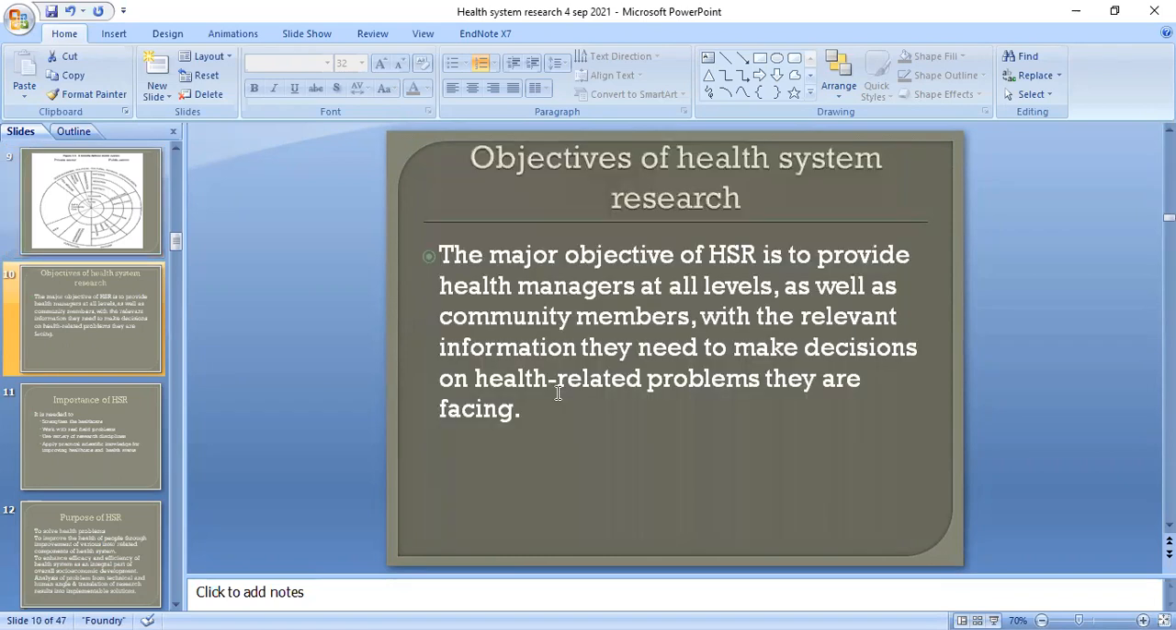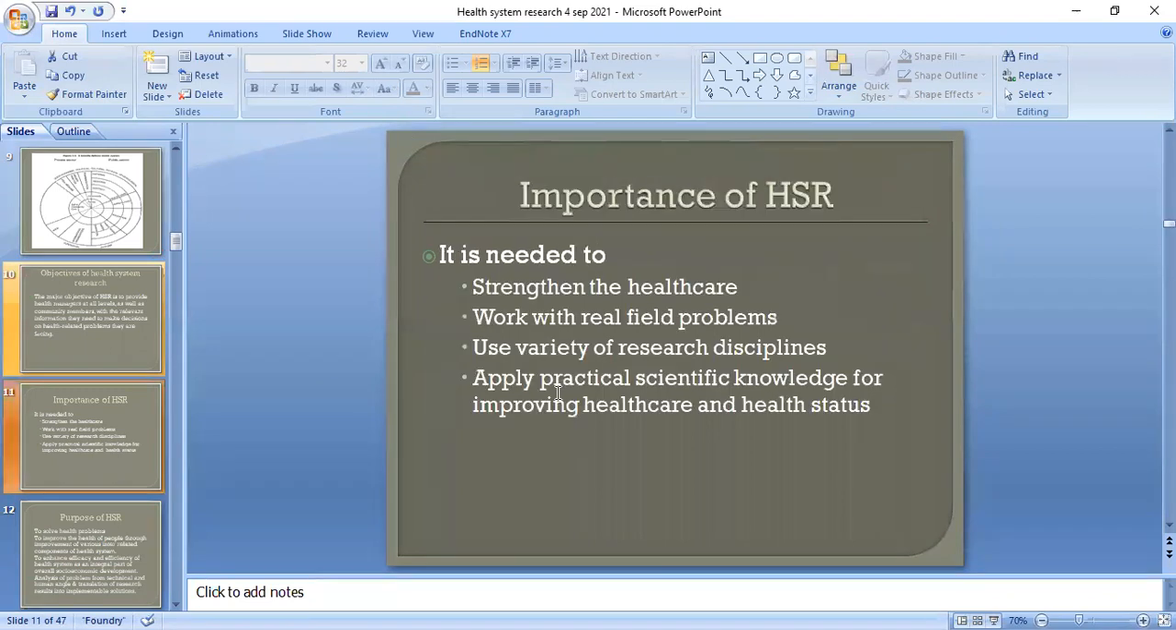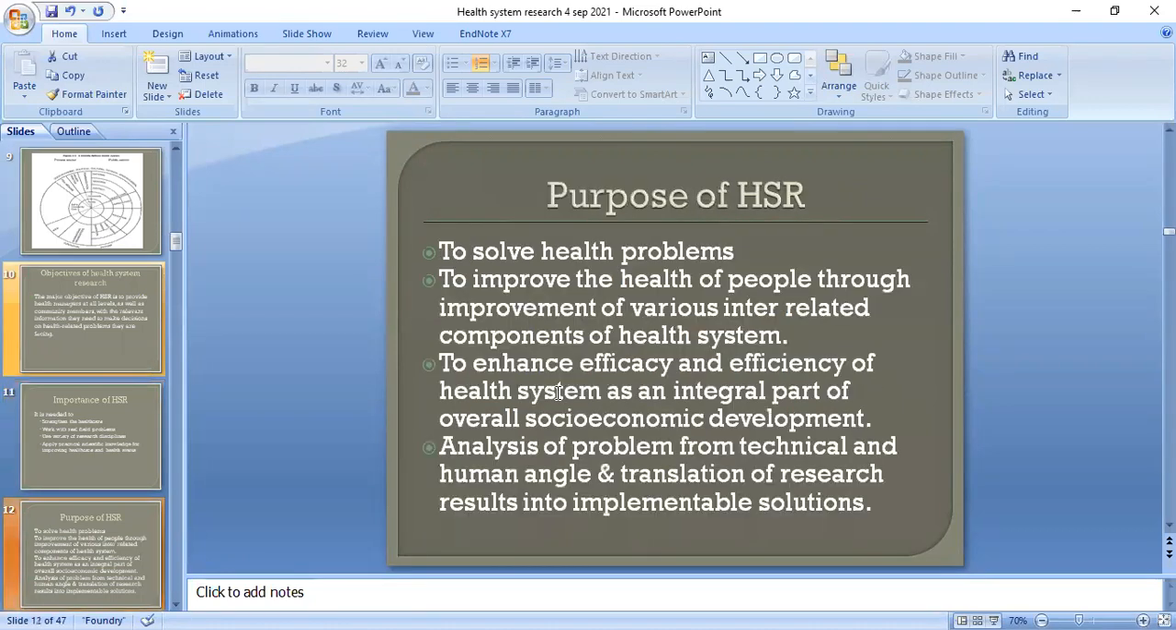The objectives of health system research. The major objective of health system research is to provide health managers at all levels, as well as community members, with the relevant information they need to make decisions on the health-related problems that they are facing. The importance of health system research is that it is needed to strengthen healthcare, work with real field problems, use a variety of research disciplines, and apply practical scientific knowledge for improving healthcare and health status.